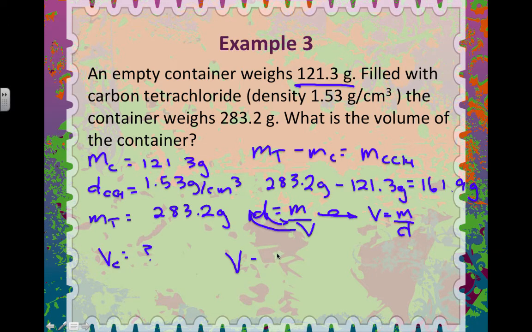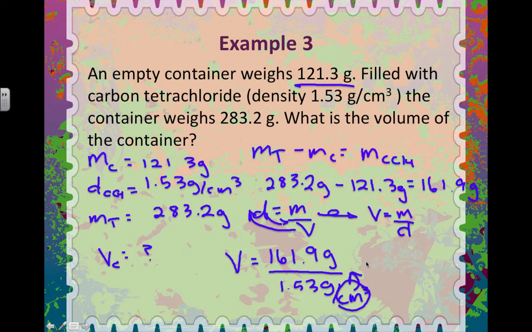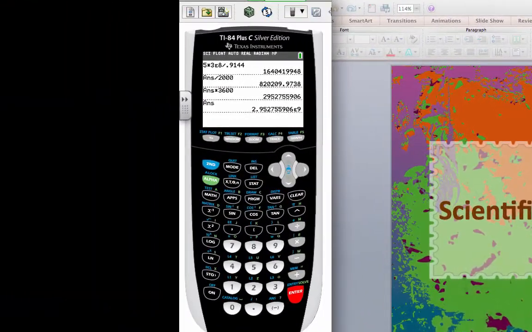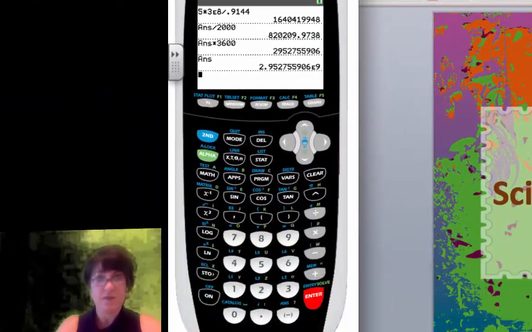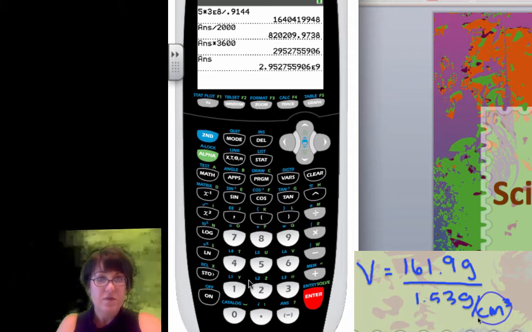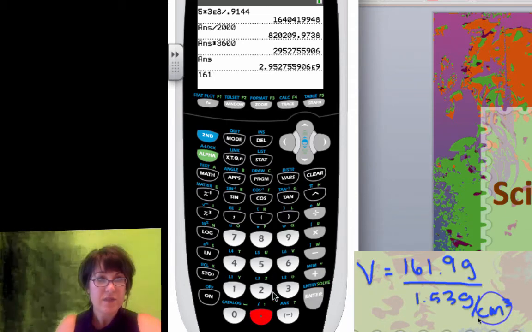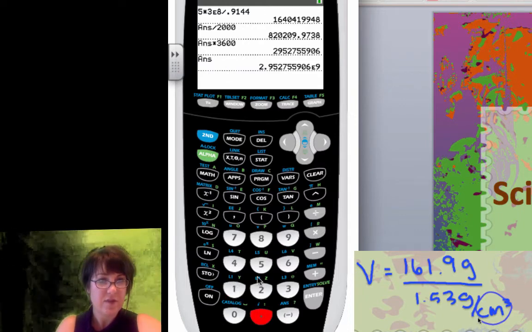Go for it. So I have my mass, 161.9 grams, divided by the density was 1.53 grams per cubic centimeter. And remember, a denominator inside the denominator makes that unit move up to the top. So that cubic centimeters kicks up to the top. Now I need my calculator, because I can't do that in my head. So 161.9 divided by 1.53 grams per cubic centimeter.